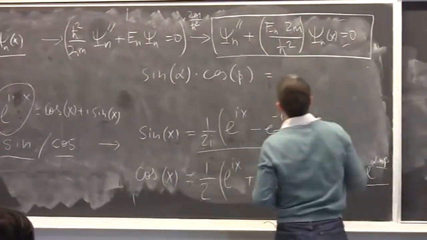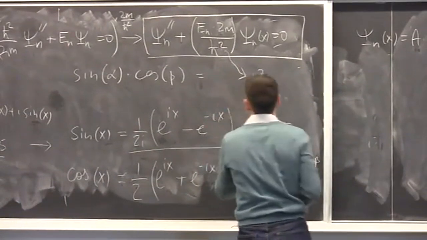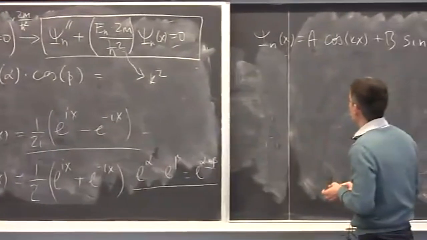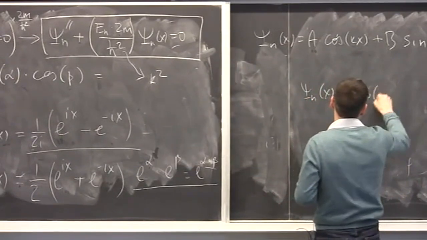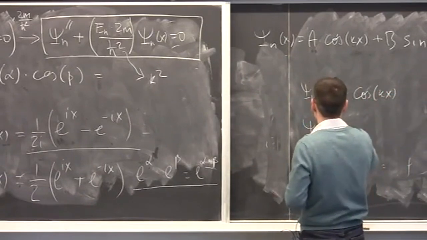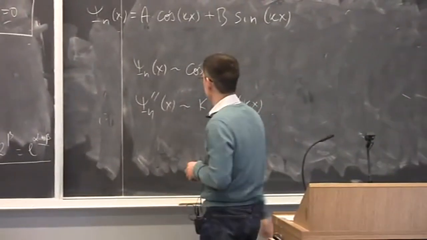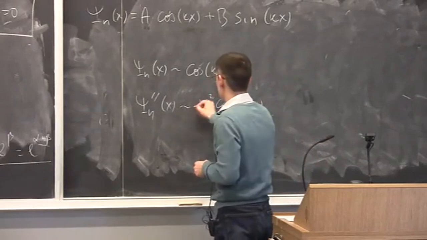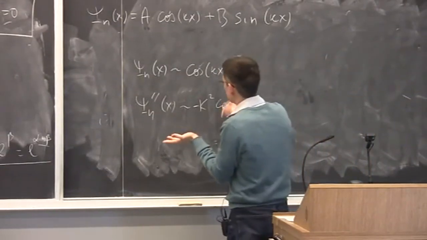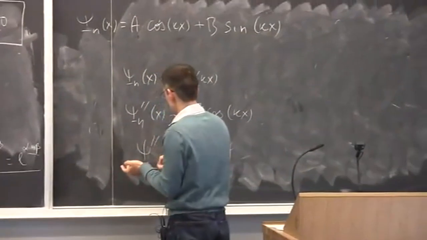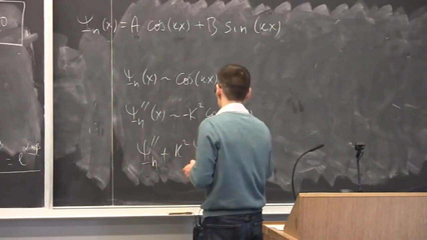And this part, in order not to repeat it all the time, I'll call k squared. Now you can see that if function psi_n of x is proportional to the cosine of kx, then if I differentiate it twice, that will be proportional to k squared cosine kx, right? With a minus sign. So then, naturally, if I consider psi_n double prime plus k squared times the function itself, then I have a chance to get 0, right?